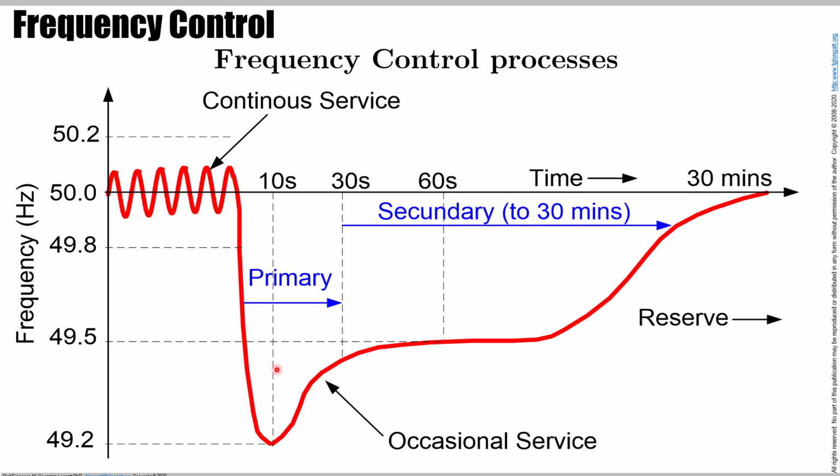Then there is a very important point here, that is the minimum frequency. The minimum frequency is extremely important because it must be above what we call the under frequency load shedding threshold, okay? We want to avoid any kind of load shedding. Then there are a few controllers inside the power system trying to recover the frequency, and they receive the names primary controller and secondary controller, okay?